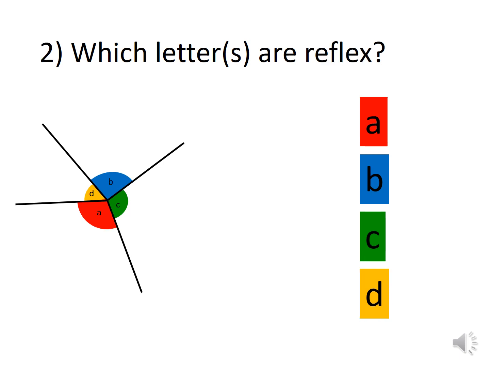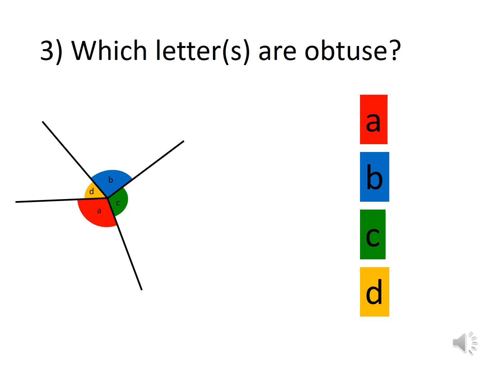Now question number 2, which angles or letters are reflex? What we should have noticed here is there are no reflex angles, so none of those letters would have been reflex. Okay, question number 3, which of these letters are obtuse? Now A is definitely obtuse. That's more than 90 degrees, but it's less than 180. And we can say C is also obtuse, as that is more than 90 degrees. You can see clearly it's slightly more than a right angle, so that has to be an obtuse angle.